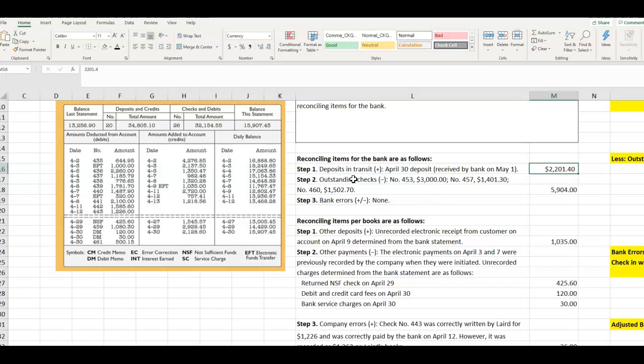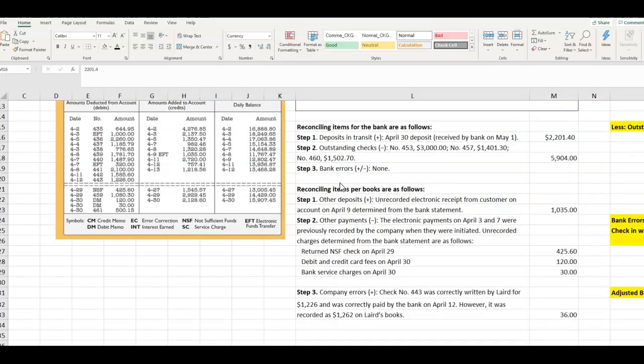The next line are checks that we've written but have not cleared the bank. We've written a check, we've mailed it to the vendor. The vendor may have it in his possession or may not. He may be lazy and not getting to the bank. He may be carrying it around in his wallet if he's a young single owner, a sole proprietor, running the business out of his home or whatever. And then any errors that the bank makes, these are things that will be on their side of our reconciliation. We don't have to make any entries for these.